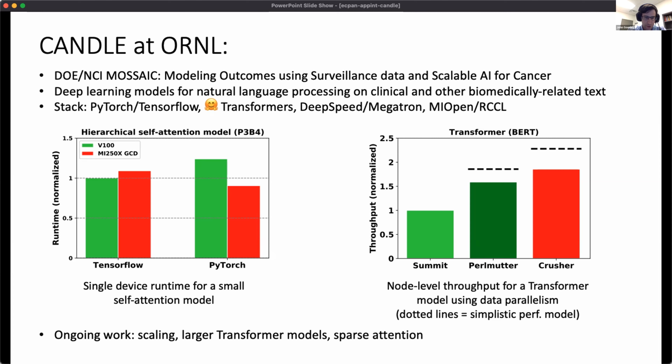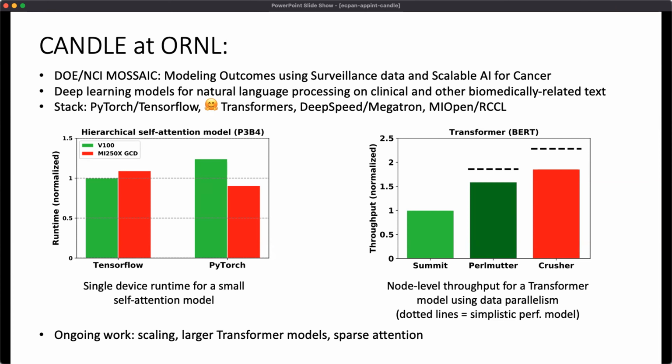Beyond that, current work is really focused on scaling right now, and then starting to look at larger models and some different models that include sparse attention as well. This work is mostly with Isaac Lyngaas at OLCF, and Mengshu Wu at HPE has been very helpful as well.